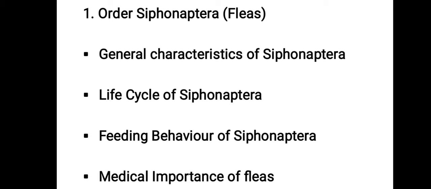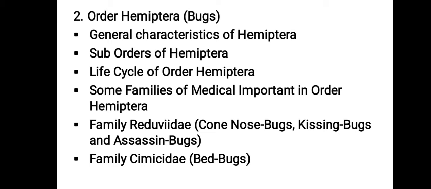So we now talk about some suborders of Hemiptera. The suborders of Hemiptera are two in number. The first one is Heteroptera, and the second one is Homoptera.